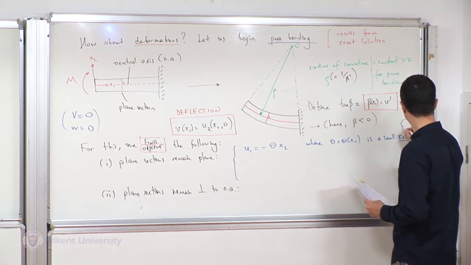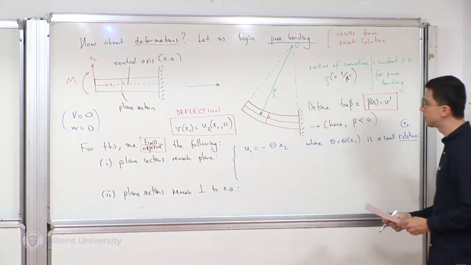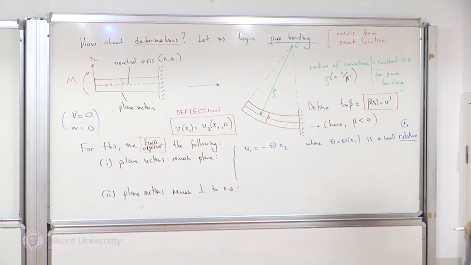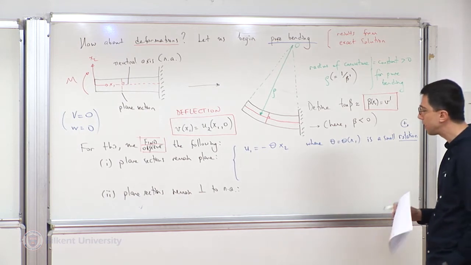Okay, and the positive direction according to our coordinate system is clockwise, and therefore we have a minus sign. Okay, so because if theta is positive, x2 is positive, we expect u1 to be negative, right? So that's based on our knowledge of what rotation means. That's the only way plane sections can remain plane.